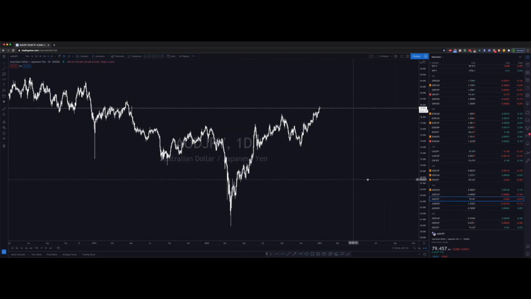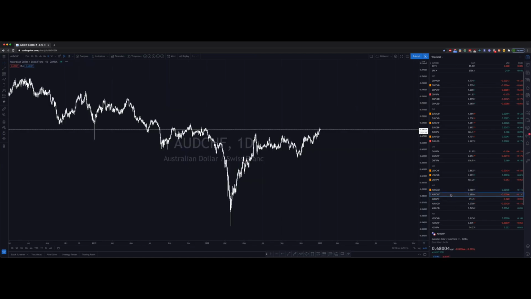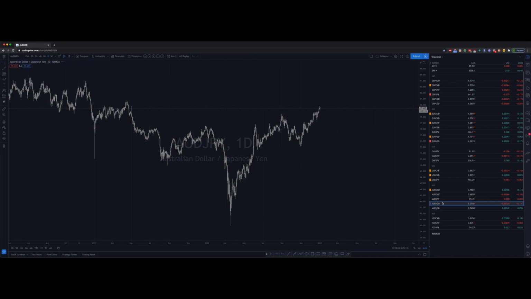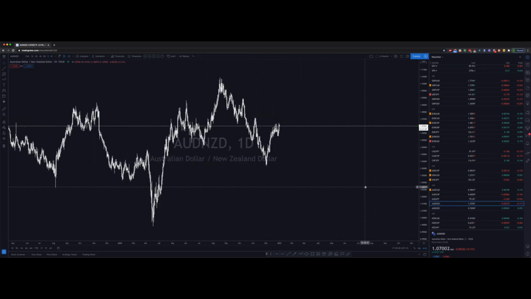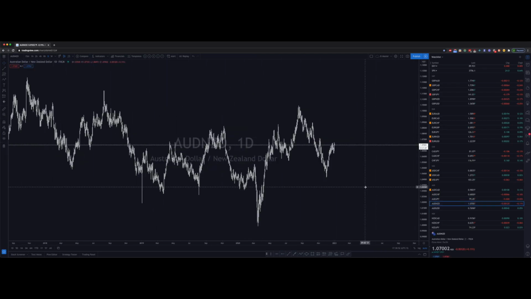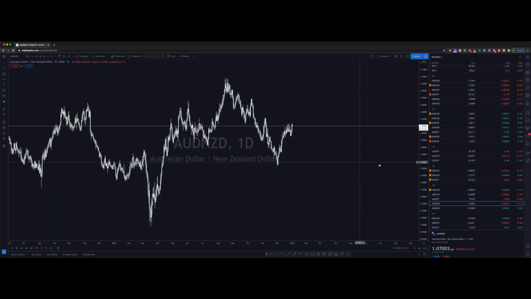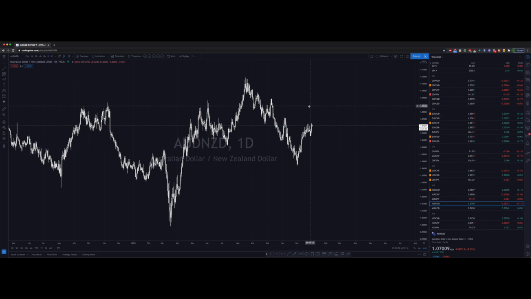AUDJPY, again, very similar to the AUDCHF, almost identical, so ignore that for now. Interestingly enough though, AUDNZD is moving lower, in a downtrend, but we might be seeing a reversal here actually, so let's see. Yes, maybe. All right, cool.